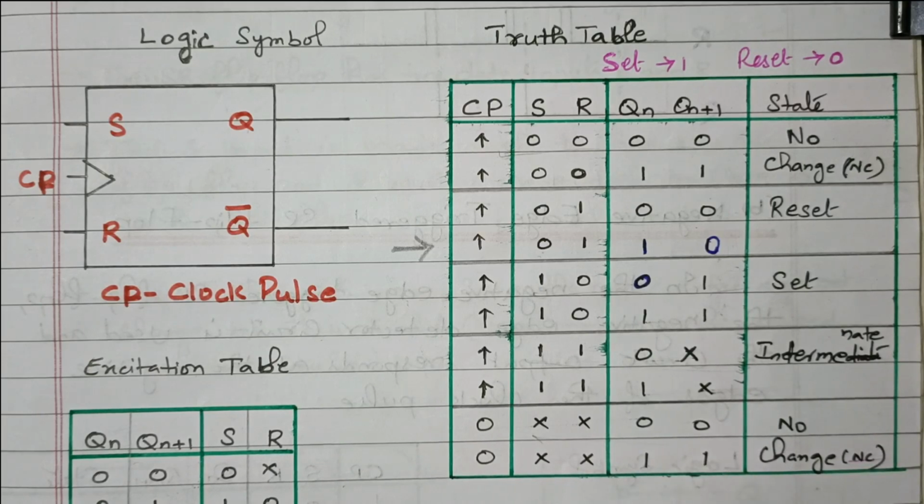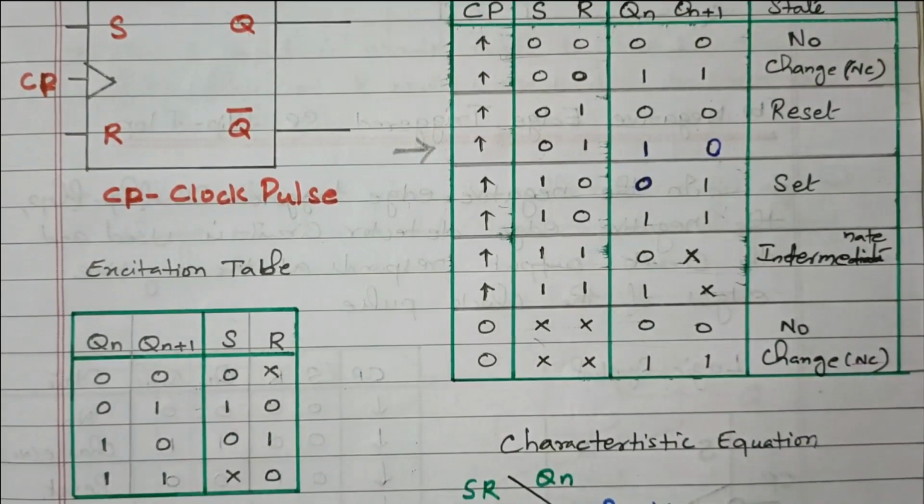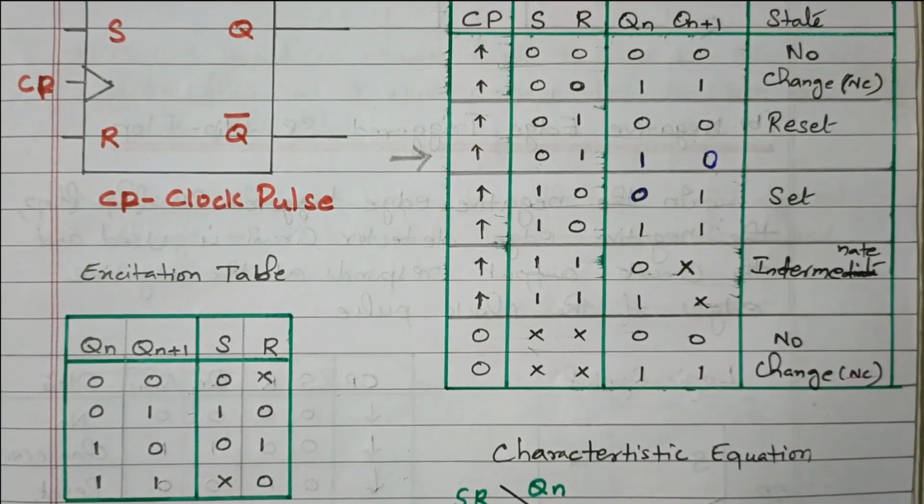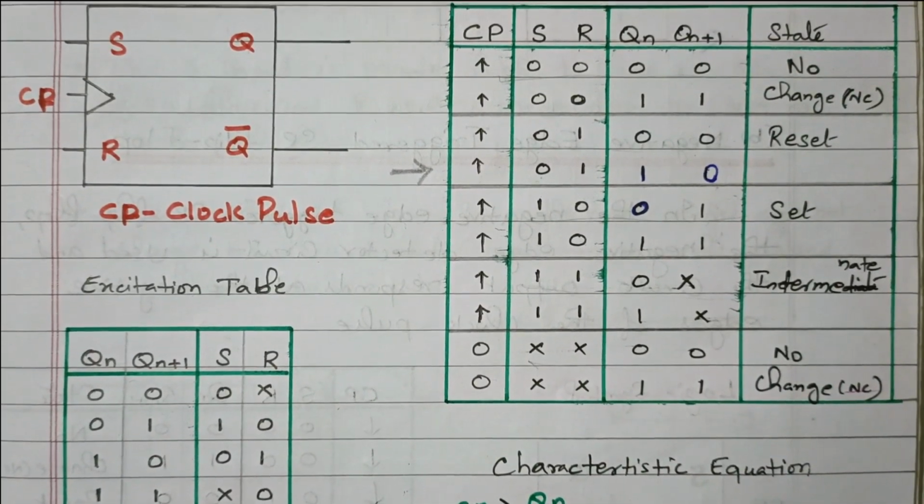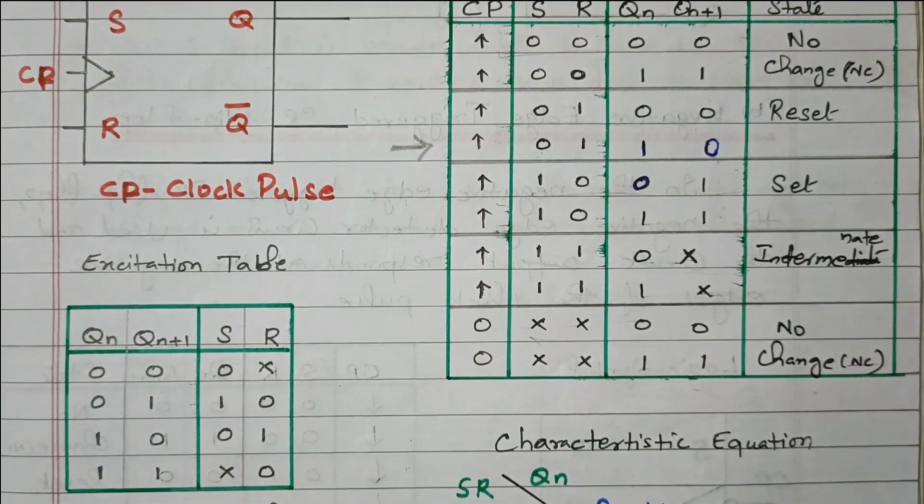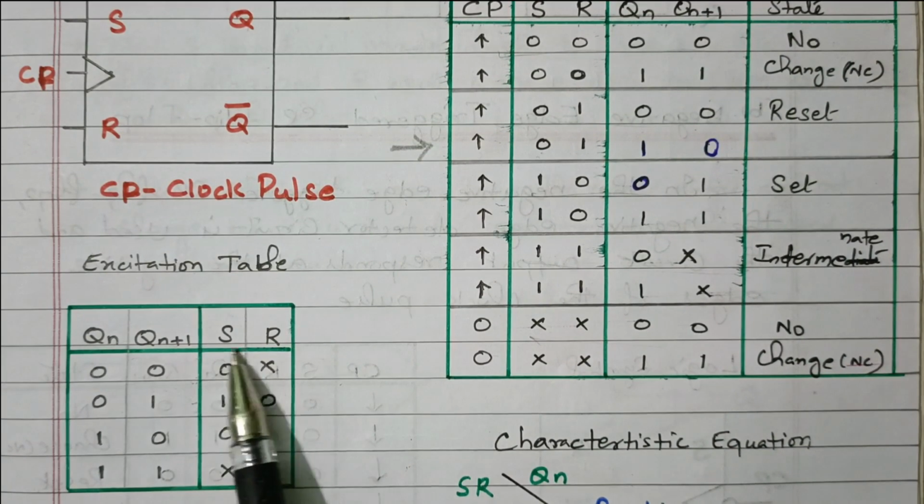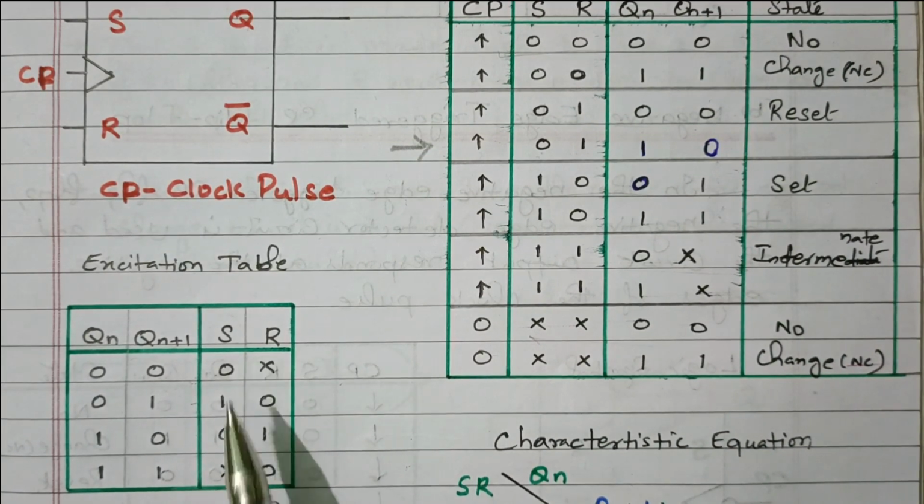From that we can go to the excitation table. That is a very important excitation table. Right, we will see what the excitation table is. From the output, we need to decide the input.